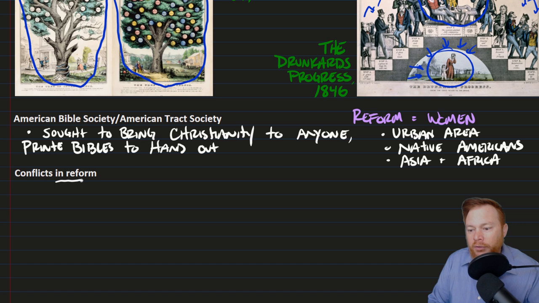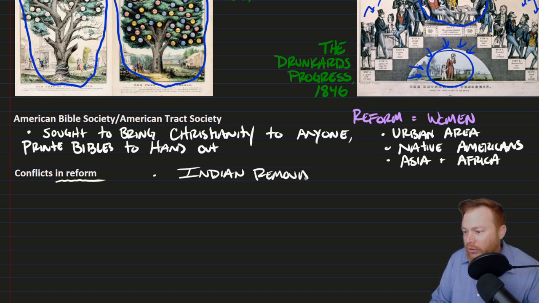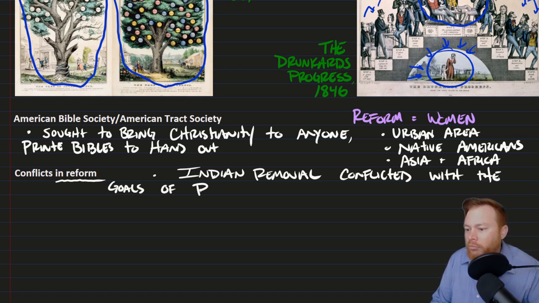However, there could be some conflicts in these reform movements, and your textbook provides one example here, which is the policy of Indian removal, which we haven't yet gone over in detail. I believe it's covered in the next chapter, chapter 11 or 12, but not in the chapter on Andrew Jackson, which is mostly the chapter associated with this. We'll talk more about Indian removal in the future. But anyways, the policy of Indian removal conflicted with the goals of Protestant missionaries.